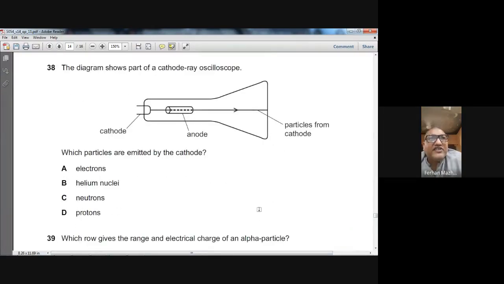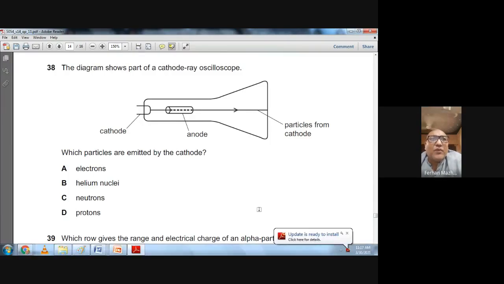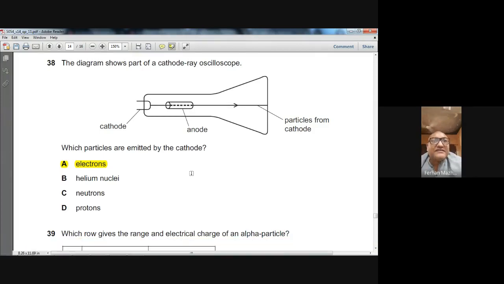Question number 38 is on your screen. The diagram shows part of a cathode ray oscilloscope. Which particles are emitted by the cathode? When you heat the cathode, the electrons come out of the cathode into the air, and we call this process thermionic emission. The electrons are given out. So question number 38, A is the right choice.